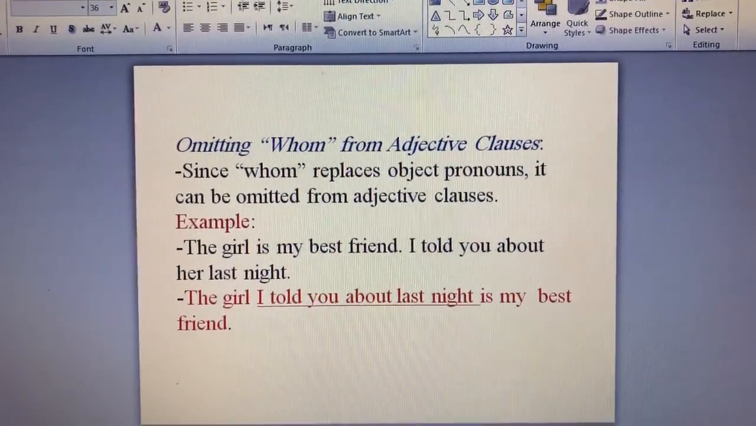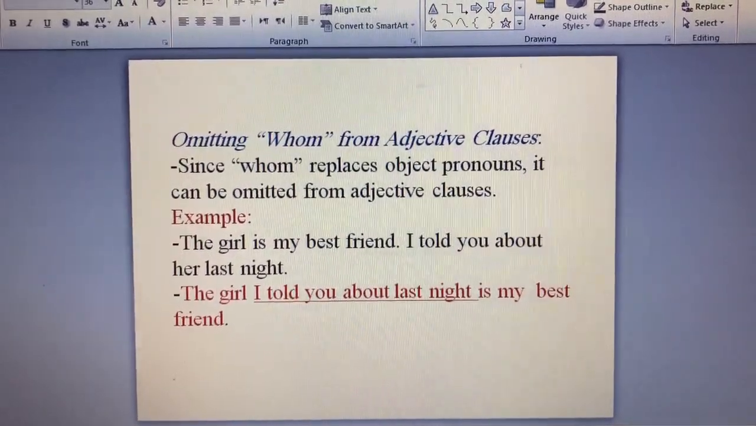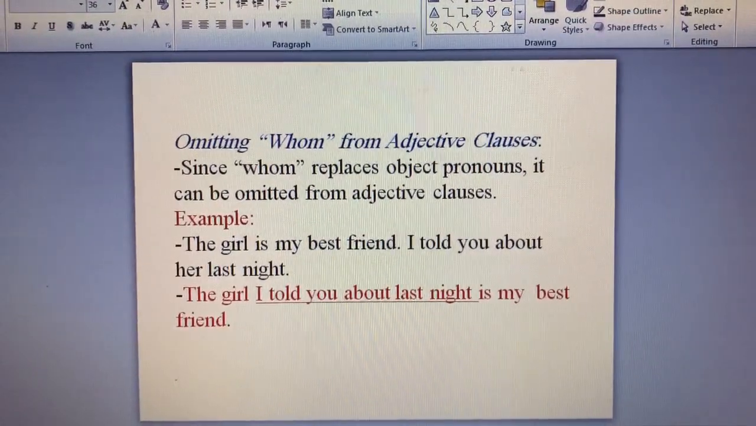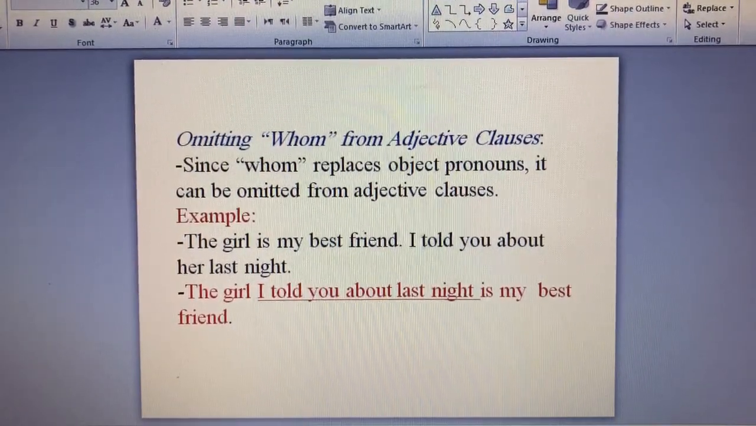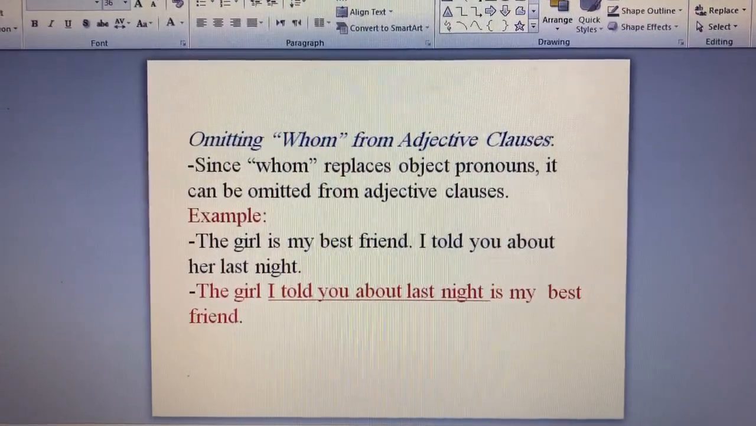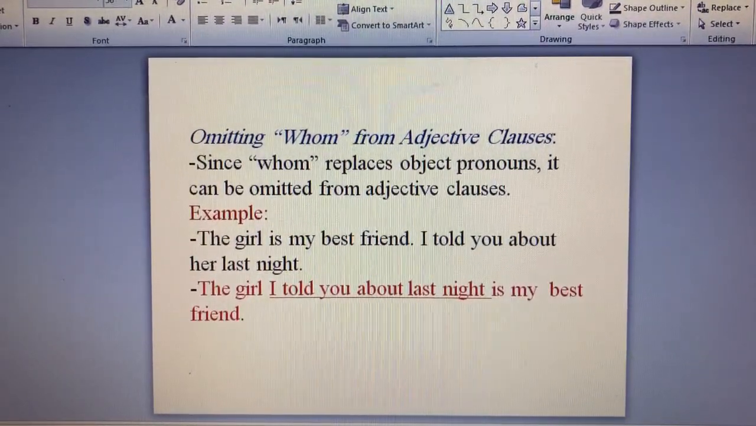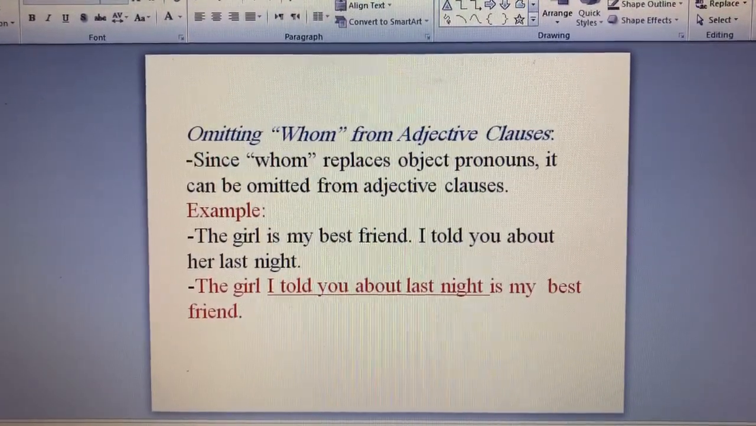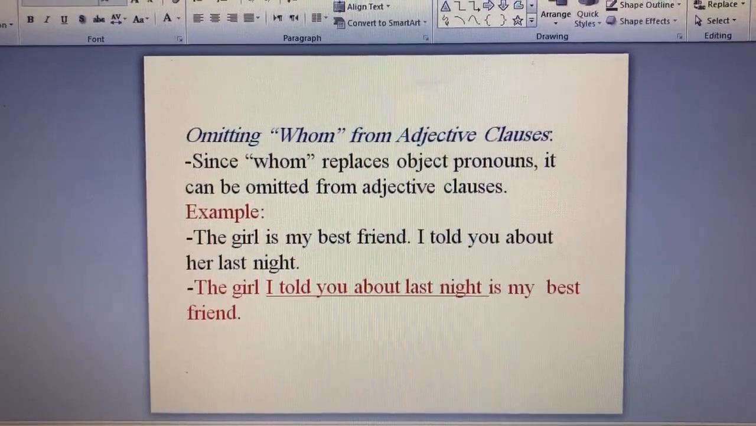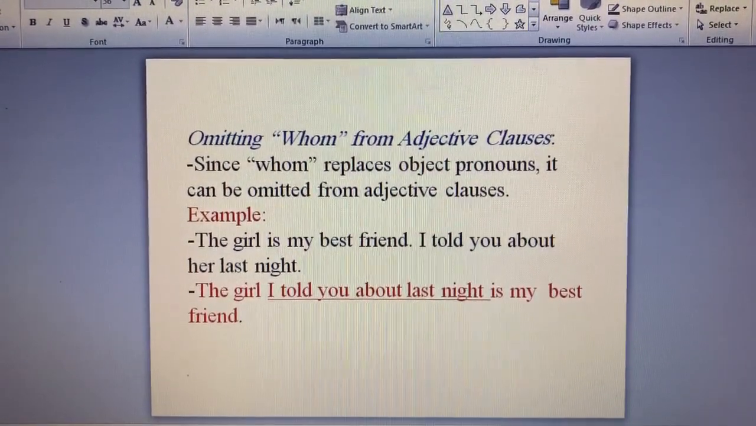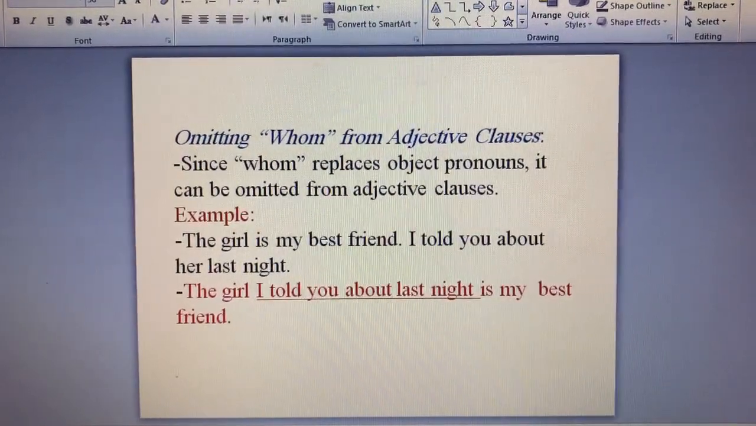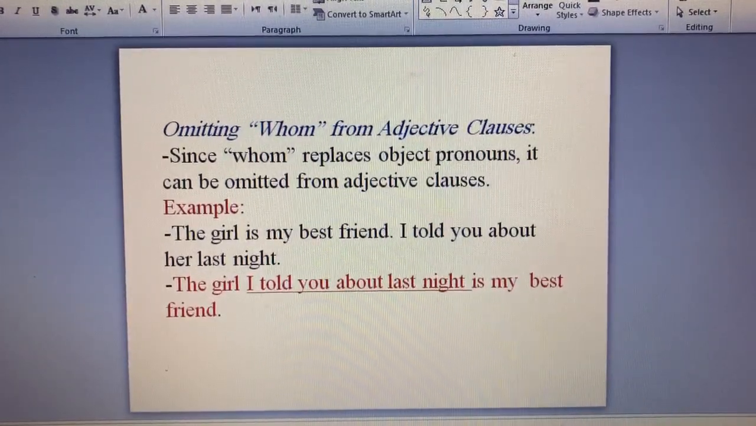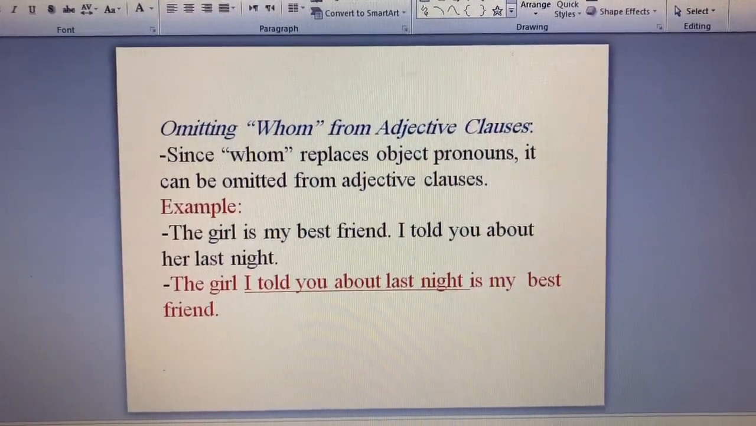Example: The girl is my best friend. I told you about her last night. Here also there are two independent clauses. In the first clause, the noun girl functions as the subject of the sentence. In the second clause, we have an object pronoun which is her. It refers to the subject girl. It should be omitted from the adjective clause and replaced by whom. Whom here also may be omitted because, as I said, it replaces object pronouns, and whether I include it or not, this doesn't affect the meaning.